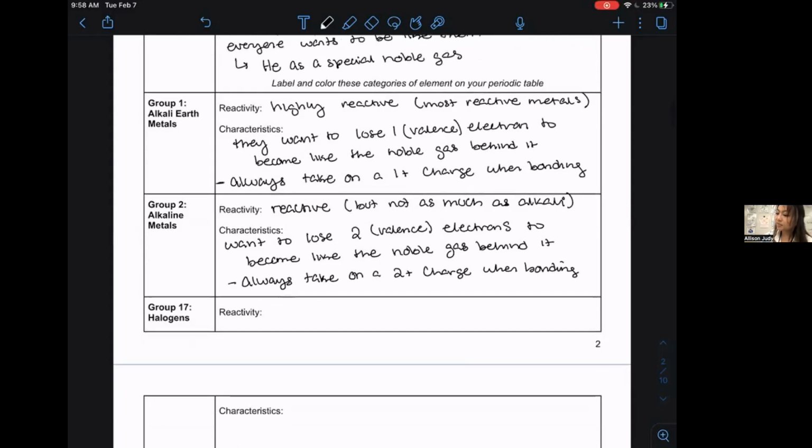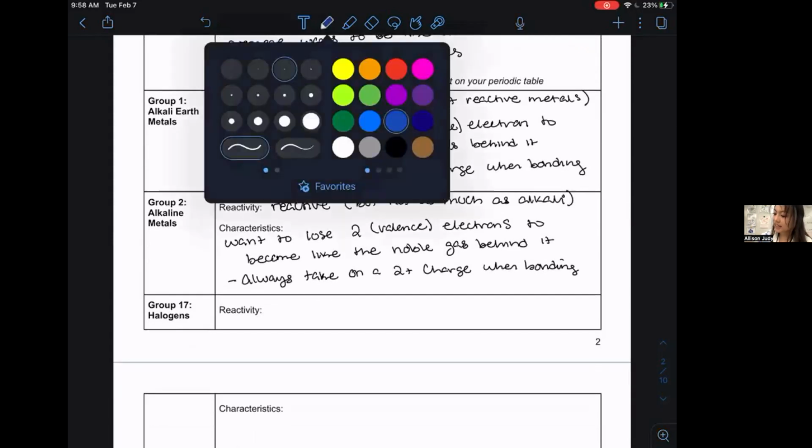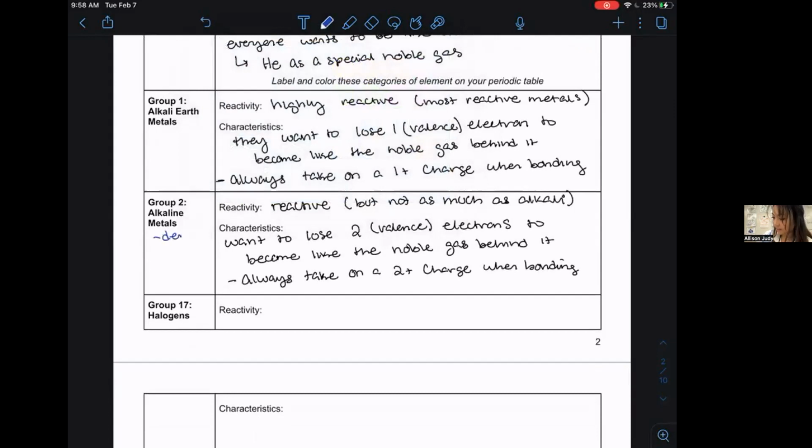Something else about alkaline is that they actually tend to be physically denser than alkali. That's just from a general standpoint, denser.